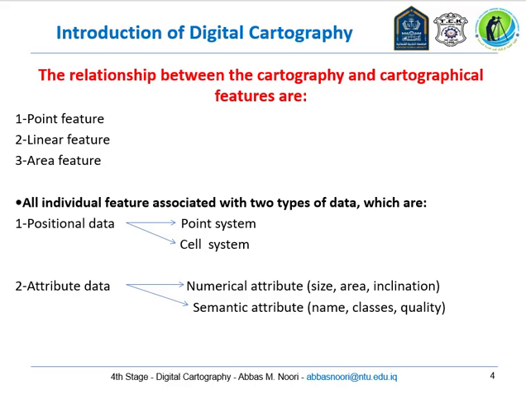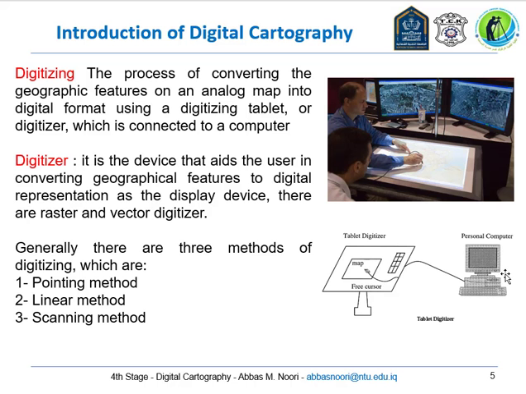Attribute data is non-spatial data. You can link this non-spatial data with the positional data. The attribute data includes numerical attributes like size, area, text, or anything, and semantic attributes like name, classes, or quality of the feature. Okay, digitizing.